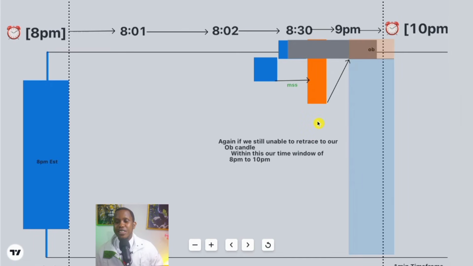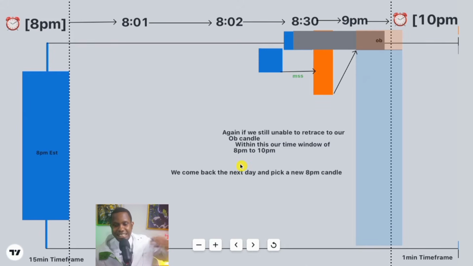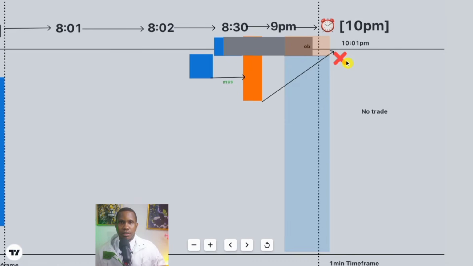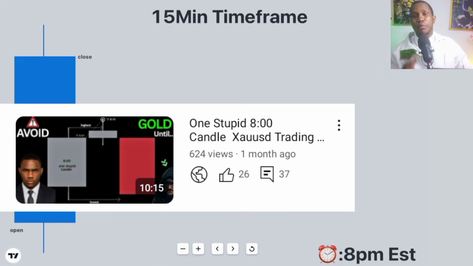Again, if we are still unable to retrace to our order block candle within our time window of 8 p.m. to 10 p.m., we'll come back the next day and pick a new 8 p.m. candle, guys. This is what I mean. While we are waiting for this order block to fill in, and it fills at 10:01 p.m., we'll come back the next day and find another 8 p.m. candle, guys. This video builds up on the one stupid gold trading strategy. Watch that before this one.